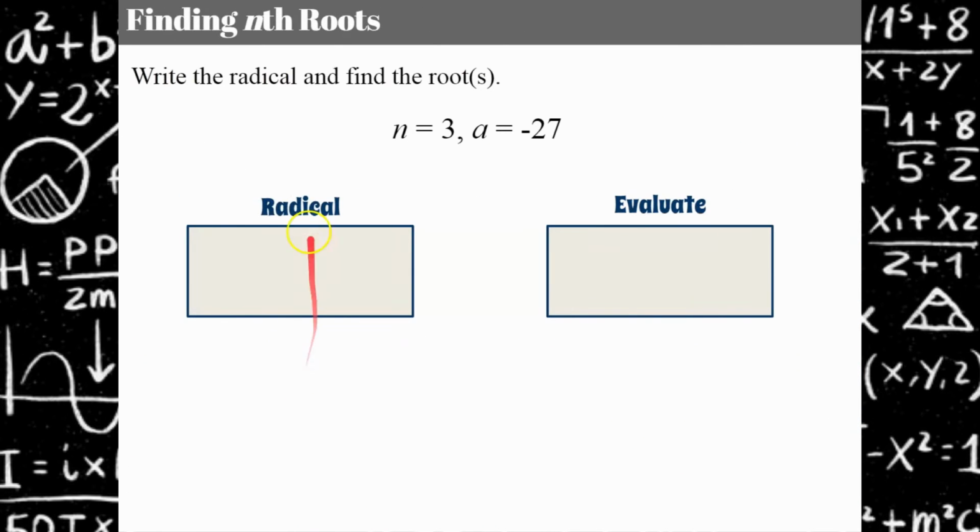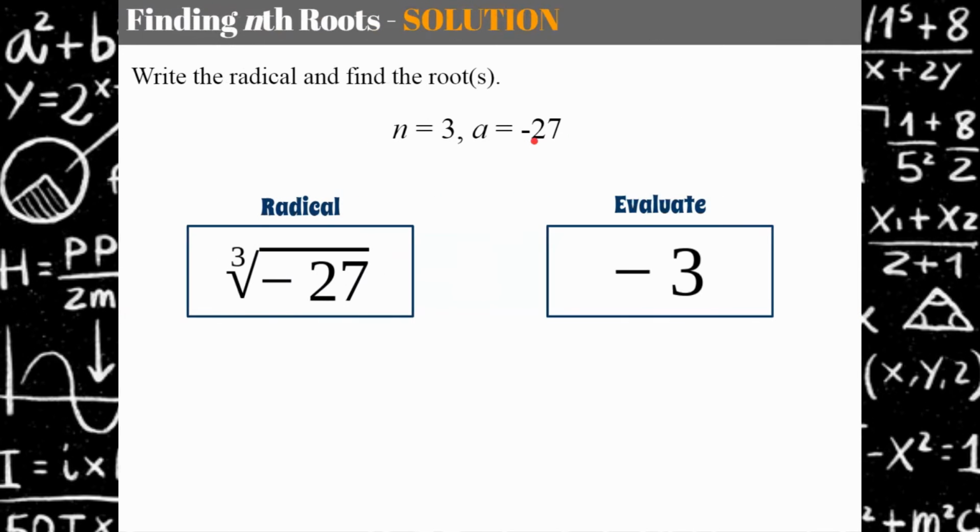So here we go. I would like you to write these in radical form, an index of 3, and a radicand of negative 27, and then find the roots. Pause, come back and hit play when you're ready.